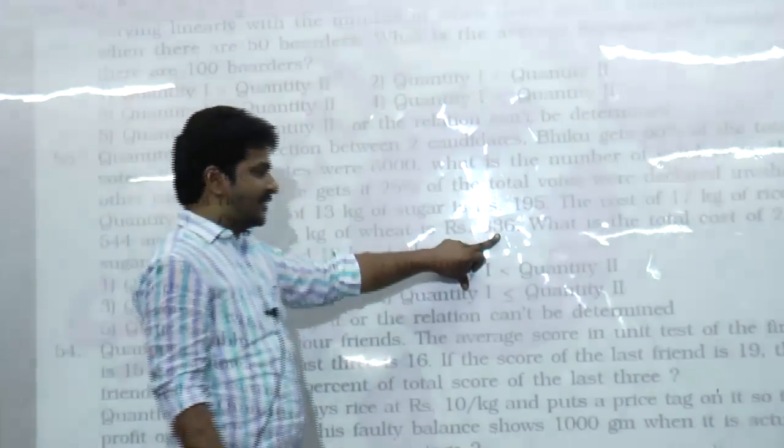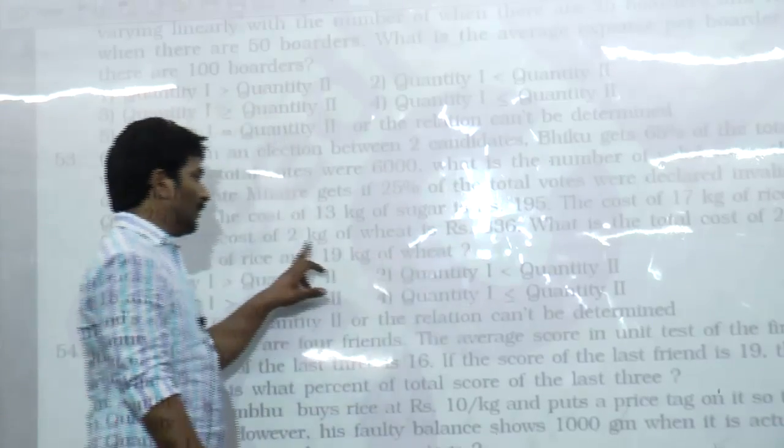And next, 2 kg wheat costs 336. 1 kg wheat costs 168. This is what you need to calculate.